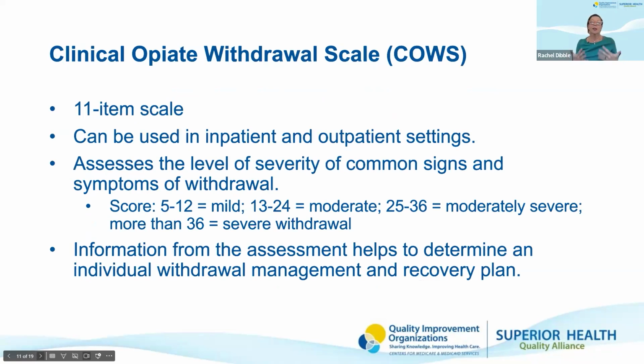So one of the scales that can be used is the CAL scale. This scale, and this is particularly for inpatient and outpatient, is an 11-item scale. And it really assesses the level of severity of common signs and symptoms of withdrawal. Of course, it's on a Likert scale. And so the information from the assessment helps to determine an individual's withdrawal management and recovery plan.